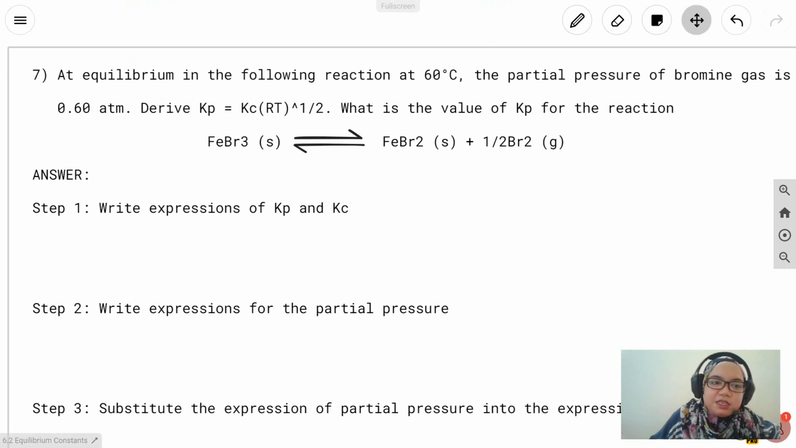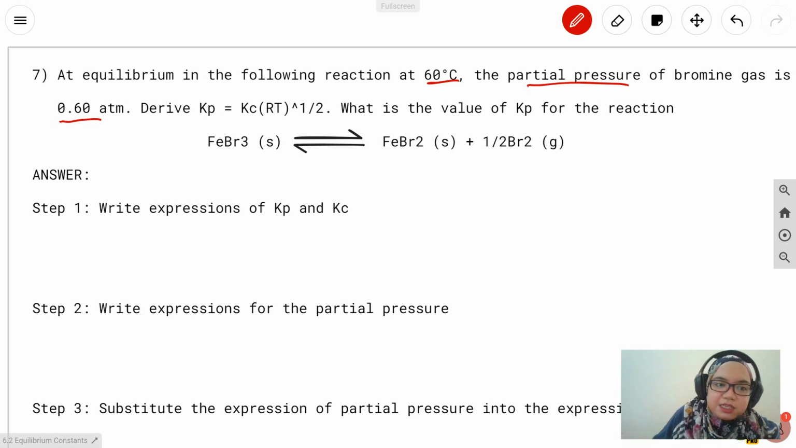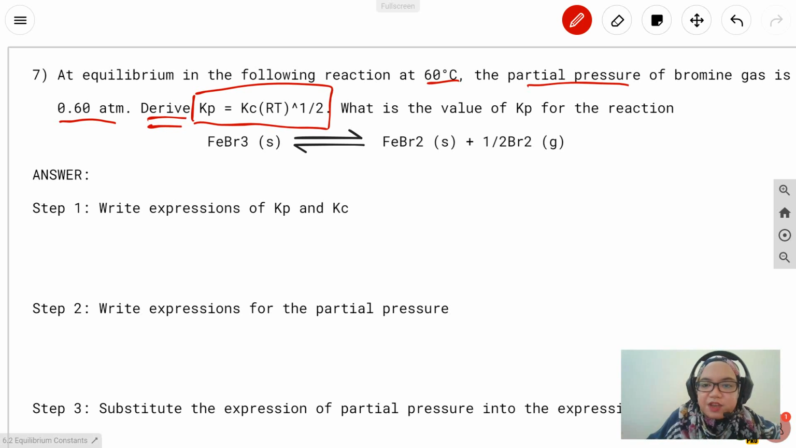Okay, question number 7 says that at equilibrium in the following reaction at 60 degrees Celsius, the partial pressure of bromine gas is 0.6 atm. Derive Kp equals to Kc RT to the power of 1 over 2. And what is the value of Kp for the reaction of FeBr3 from FeBr2 plus 1 over 2 bromine gas? Okay, first we want to write the expression for Kp and Kc. So remember that for the equilibrium constant Kp and Kc, we do not include the solid part. We just include the gas part, right?